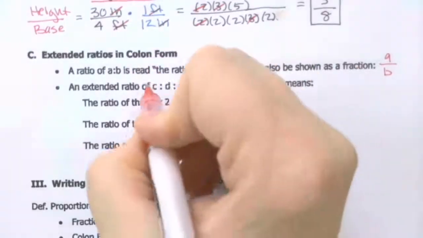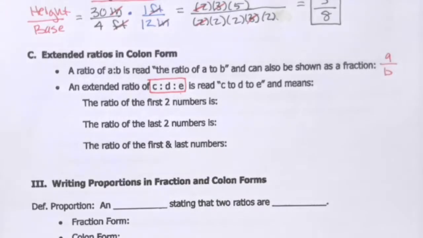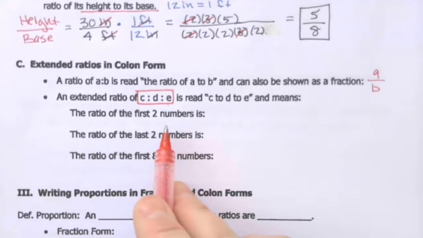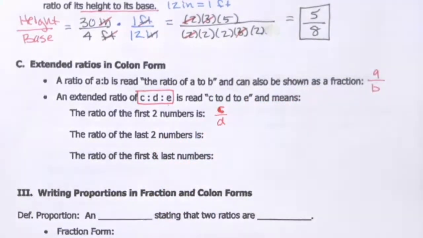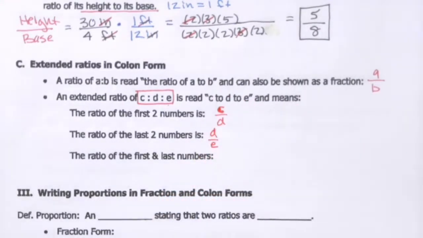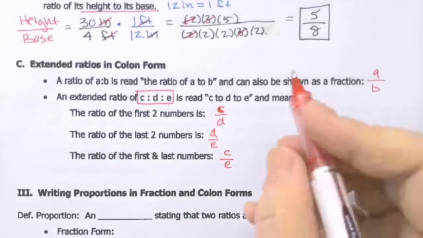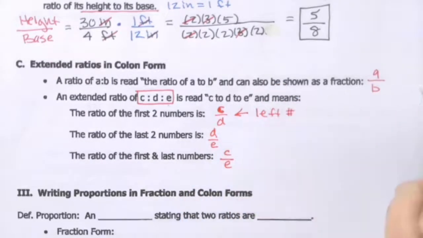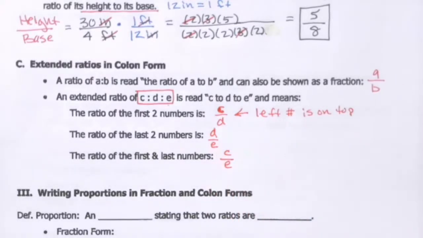Okay, an extended ratio, C to D to E, has a more complicated way to expand it to a fraction. So the ratio of the first two numbers is C over D. The ratio of the last two numbers is D over E, and the ratio of the first and last numbers is C over E. So the C always comes first. The left number in all three cases is on the top of the fraction. Always. The left number is always on top.